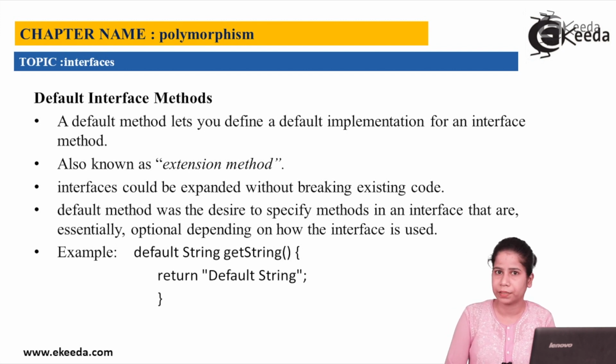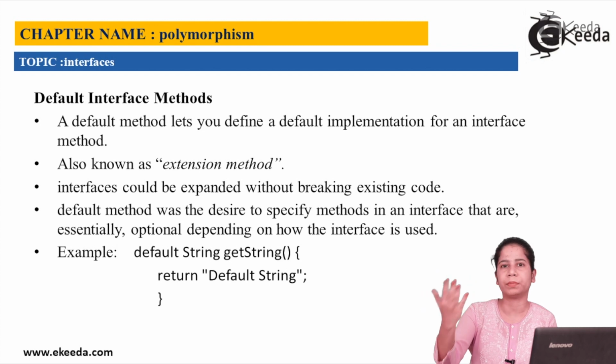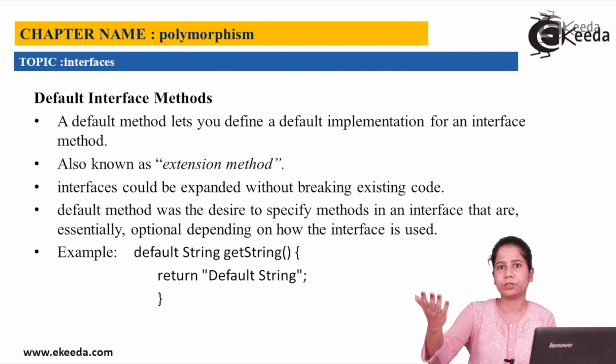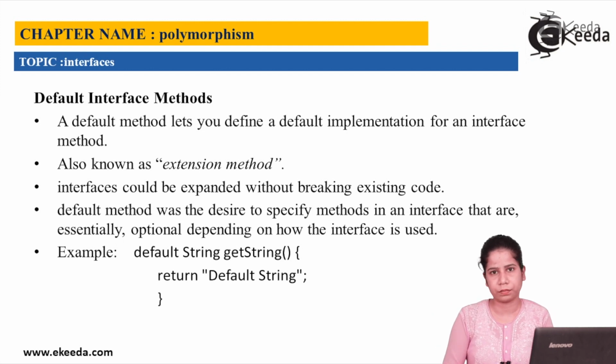What do you mean by that? Suppose I have introduced one default method and I have given some implementation. Now I have 100 classes. It is possible that among those 100 classes, in 25 classes it is required to provide the implementation for that method. It is necessary for those classes, and that's why I have introduced the new method. So what I will be doing is overriding that particular method.